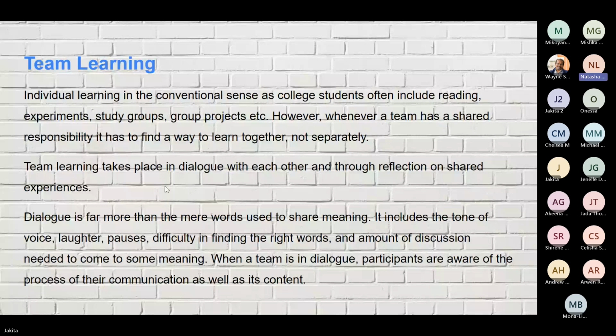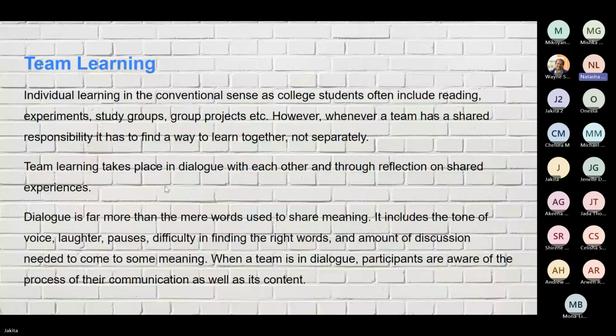So what is this dialogue? Dialogue is far more than the mere words used to share meanings. It includes our tone of voice, our laughter, our pauses, difficulty in finding the right words to say at the time, and the amount of discussion needed to come to some meaning. When a team is in dialogue, participants are aware of the process of their communication as well as the content.